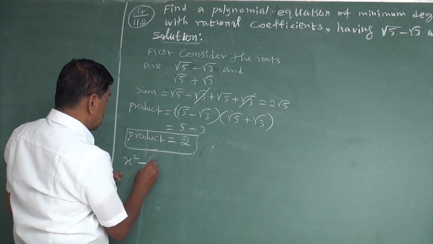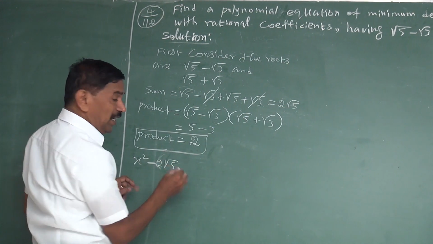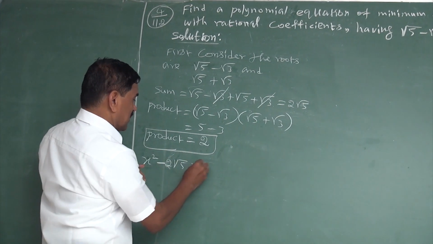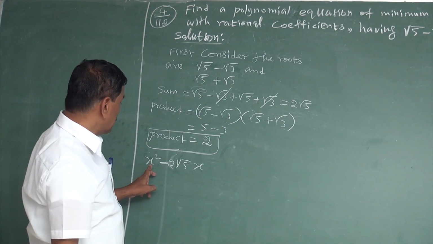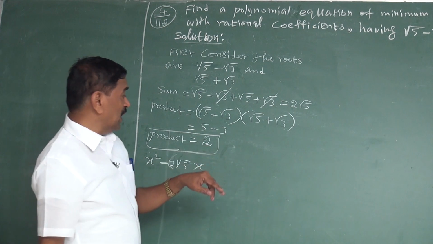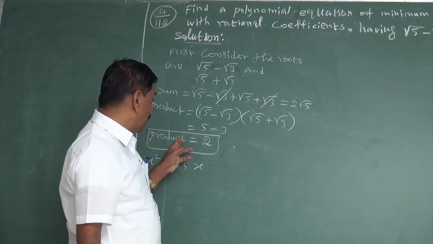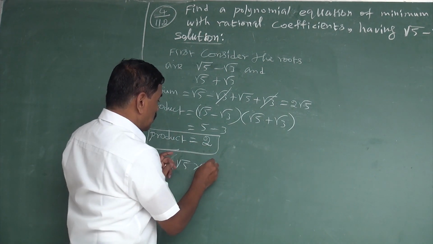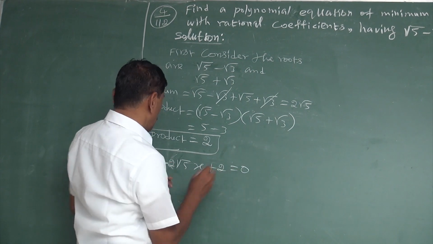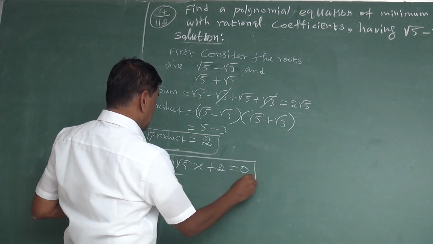So minus 2 root 5 into x, correct. Your answer is correct because x square, next to x. Okay, what will be the next? Anyone? Good, product of the roots. So that is here plus 2. So plus a product of the roots. So plus 2 equal to 0, which is one quadratic equation.